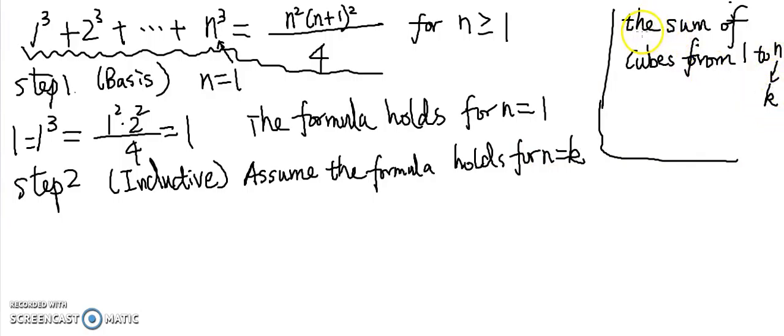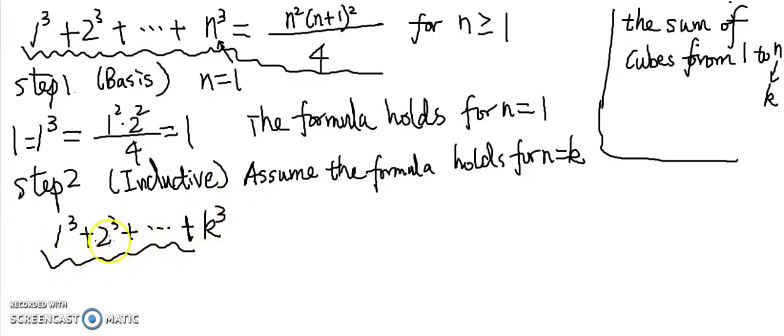So it's like saying the sum of cubes from 1 to k: the sum of 1 cubed, 2 cubed, and all the way to k cubed. On the left hand side, you just replace n with k. One thing we need to remember is that the left hand side is a bunch of terms. It's not just n cubed. Sometimes students make the mistake of writing just k cubed, missing all the previous terms.